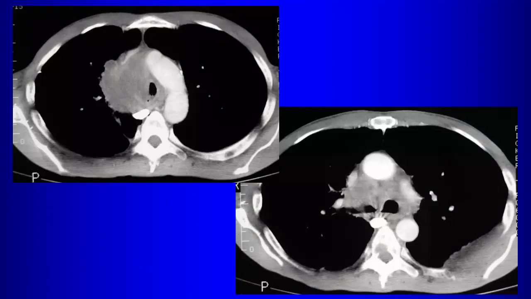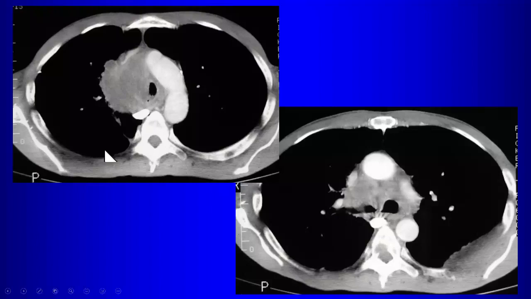So what else? What's in our differential? Squamous cell cancer. What is this? Yeah, well, the azygous vein, what about it? So small cell. Well, tell me about the azygous vein first. It's dilated, and what else? Why is it so bright? Because there's contrast in it. But why is the azygous vein so bright?